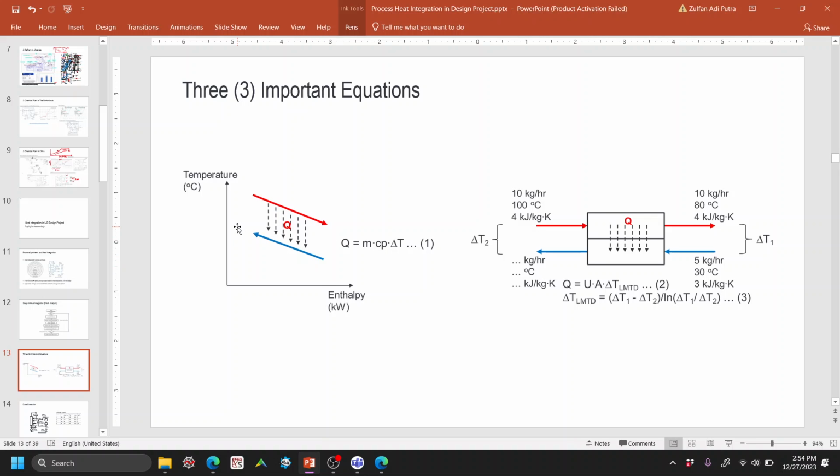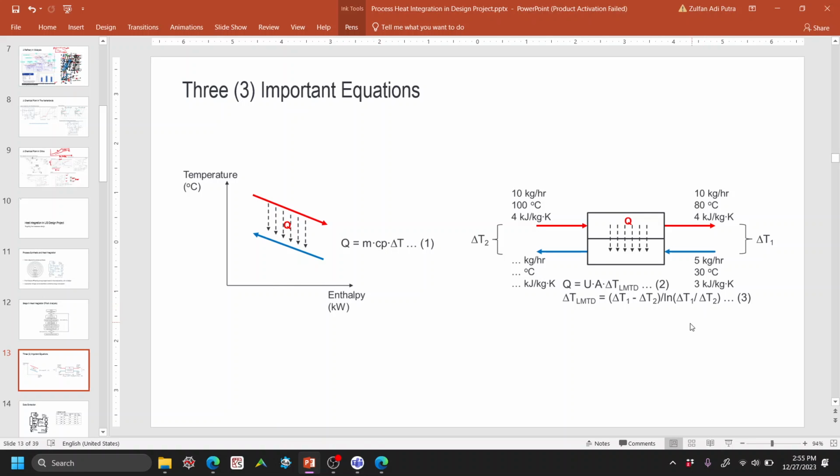And then heat transfer can only occur from higher temperature region to the lower temperature region. So from like this, yeah. So this is then the heat transfer. And then we typically have y-axis as temperature, and then x-axis as the Q, or the enthalpy.